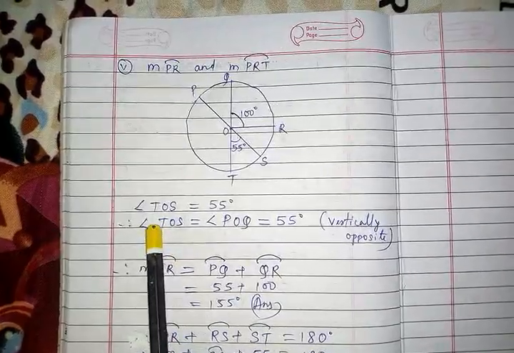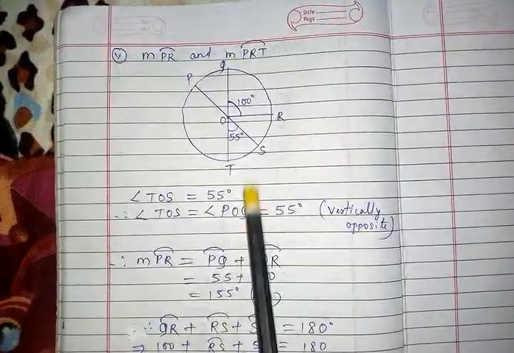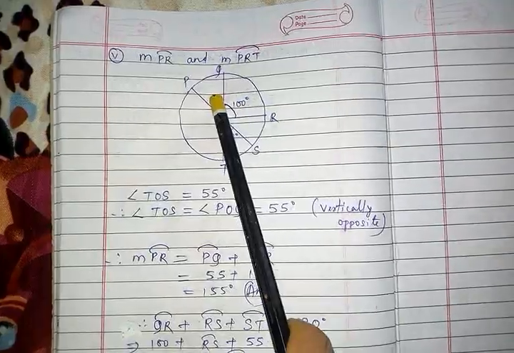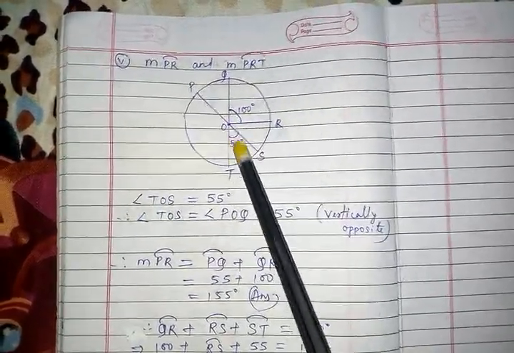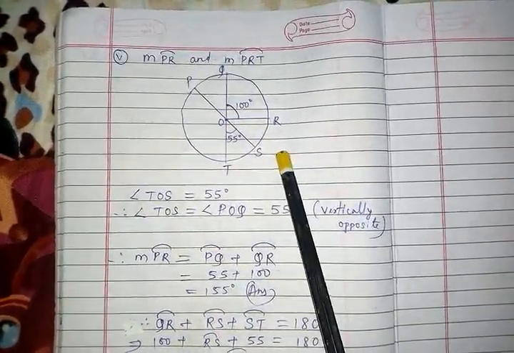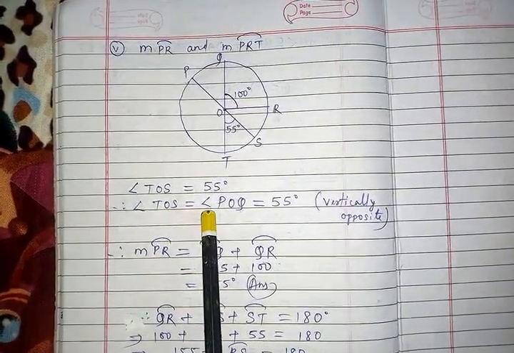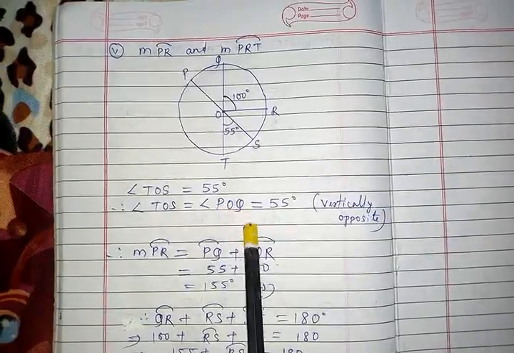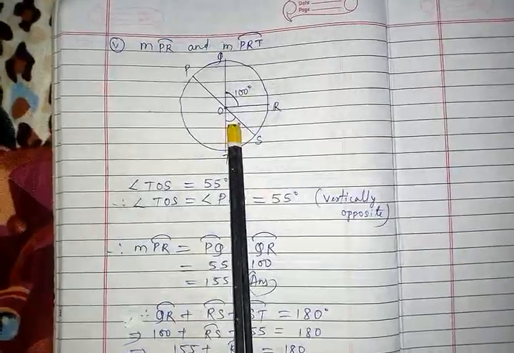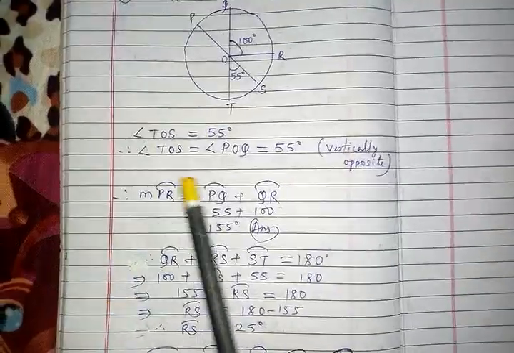So now I wrote here angle TOS. Angle TOS is 55 degrees. But you can see here in the diagram, this angle is vertically opposite to this. We have learned this, you all know this particular portion is vertically opposite to this portion. That is, angle TOS is equal to angle POQ. That means both will be equal to 55 degrees, because if this is 55, the other also will be 55, vertically opposite.